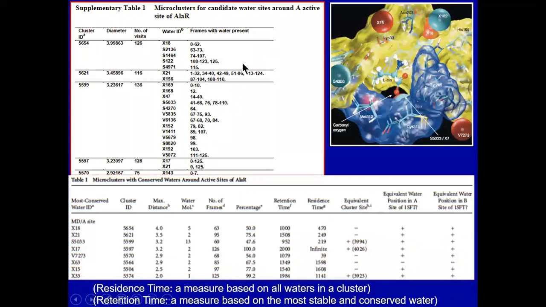And once these 125 frames are superimposed, we study all the water in the active site area, then do the cluster analysis to identify several water clusters. And you can see some water is very stable, like one or two waters stay there most of the time, but some areas have a lot of water moving around.